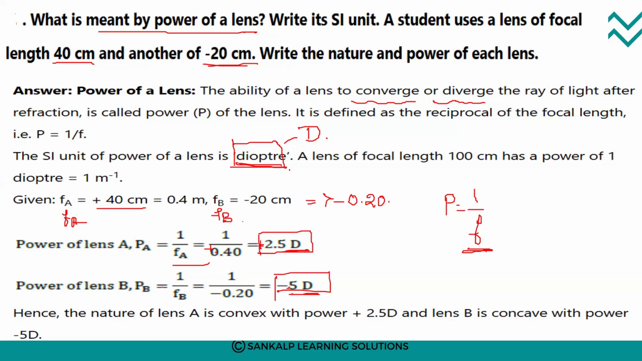That means the nature of lens A is convex with power plus 2.5 D. When you are getting a positive sign, then it should be a convex lens. Next, here it is negative. When power is negative, then it is a concave lens with power minus 5D. Positive means it is convex, negative means it is concave. Remember.